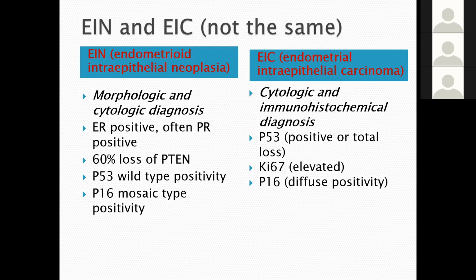Your key stains are, we already went through the stains, P53, Ki67, because oftentimes they're postmenopausal. You would not expect mitotic activity in older women. So you want to tap into your MIB1 just to kind of help you. It will be helpful to differentiate surface metaplasia from EIC as well.